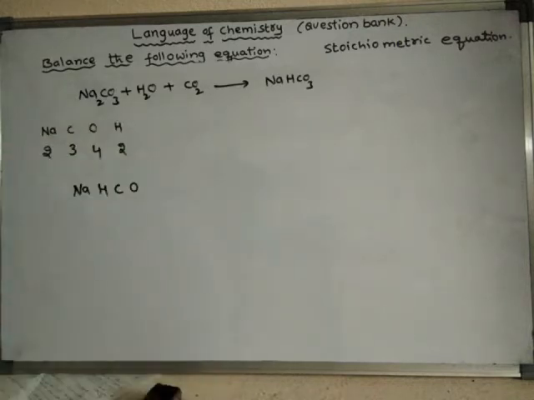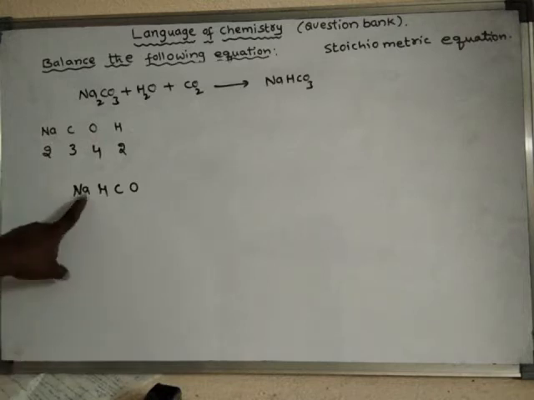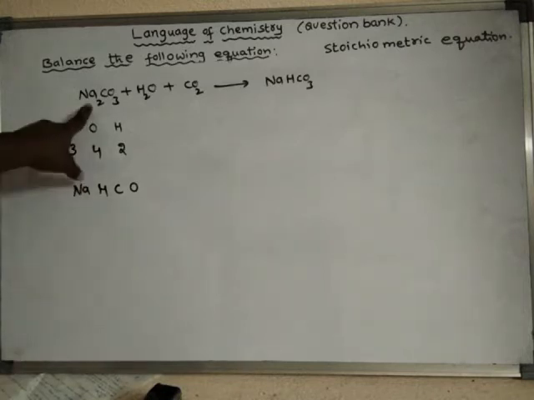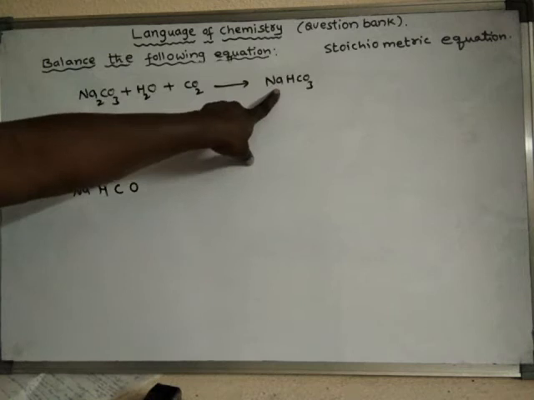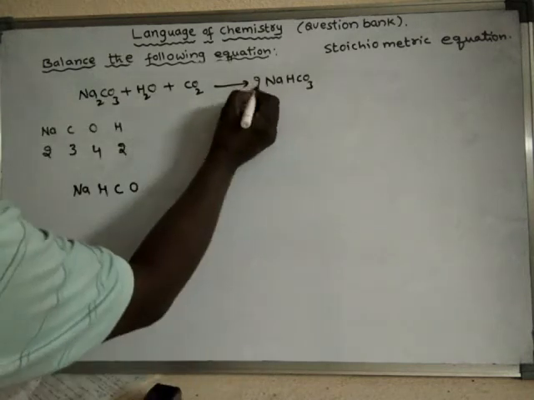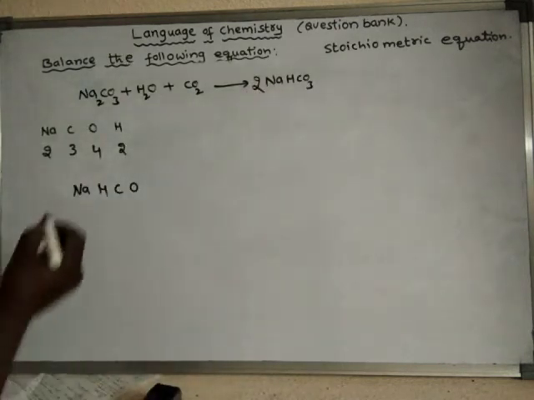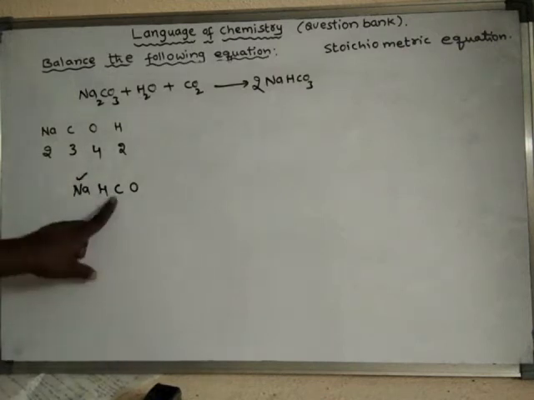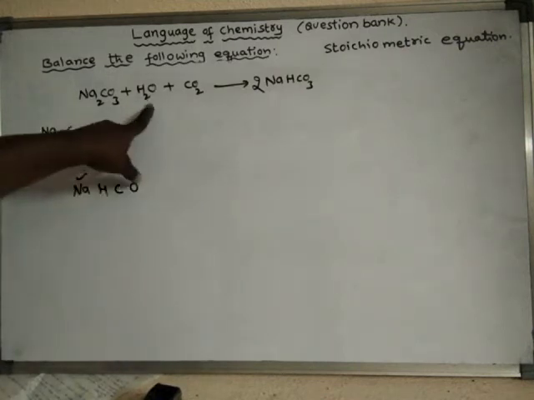So this is the increasing order of frequency number, and this order is used for balancing the chemical equation. Now first we have to balance the sodium atoms. 2 sodium atoms are there here, only 1 sodium atom there. Hence we have to write 2. Sodium is balanced. Now hydrogen. How many hydrogens are there?